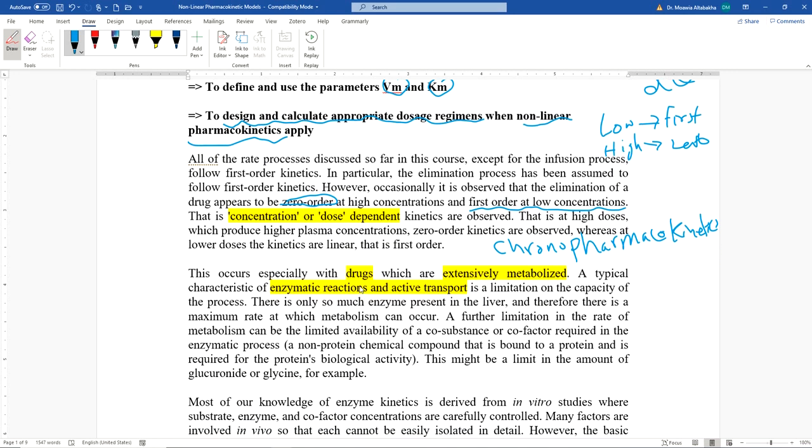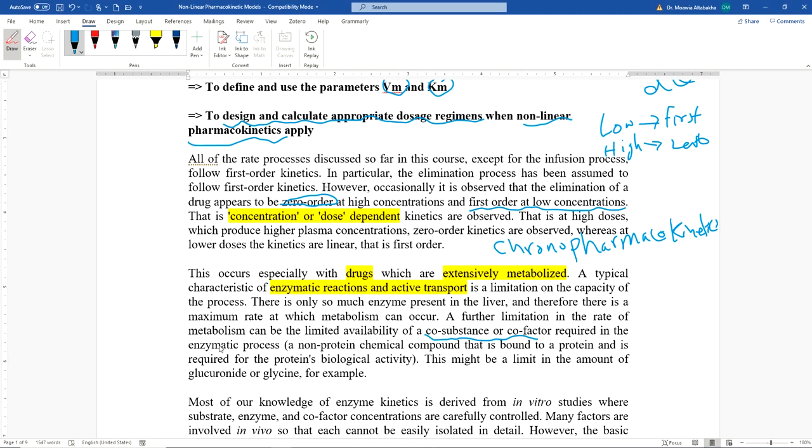Now, what is this case? What happens exactly? You know that there is a limited amount of enzymes or co-substrate or cofactor required in the enzymatic process. There is a limited amount in our liver, which is the main site of metabolism. Right? It's not like we have plenty of enzymes, cofactors, etc. No, there is a limited amount of such material.